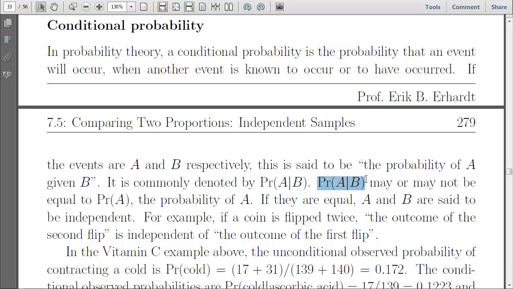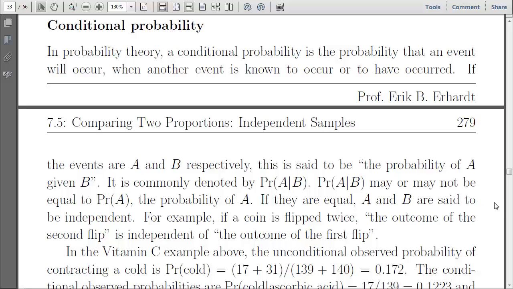So the probability of A given B may or may not be the same as just the probability of A alone. If A and B are independent of each other, for example, the probability it will rain conditional on me flipping this coin and getting heads, I would say that the probability of flipping a coin and the probability of it raining are independent of each other. One doesn't affect the other. And so if these two statements are equal, that means A and B are independent of each other. Otherwise, there's some dependence there.